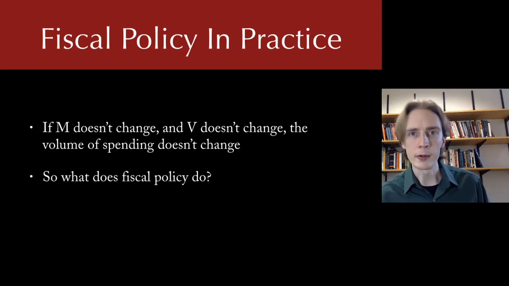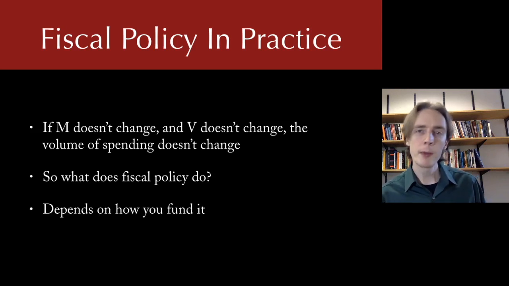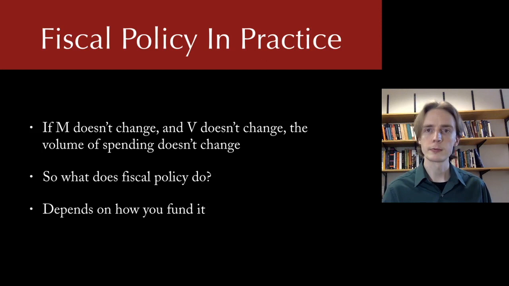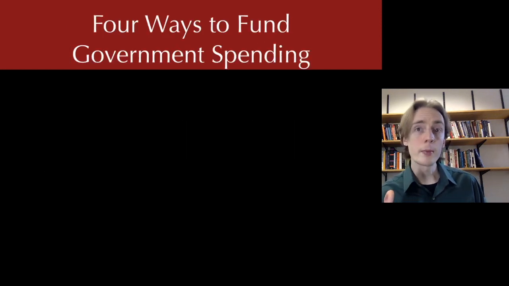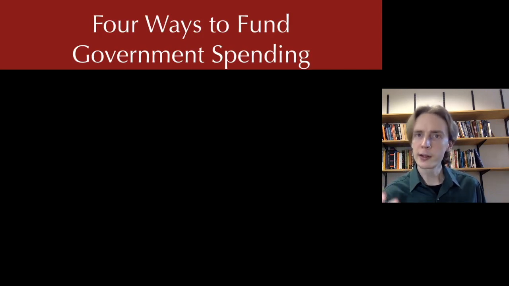And the answer to that question is going to be, well, it depends. What does it depend on? It depends on how you fund it. Where does the money come from that you use to increase government spending? And in general, you can imagine 4 ways that government spending might be financed. Right? So there's 4 sources of income that governments are able to draw on in order to spend money.